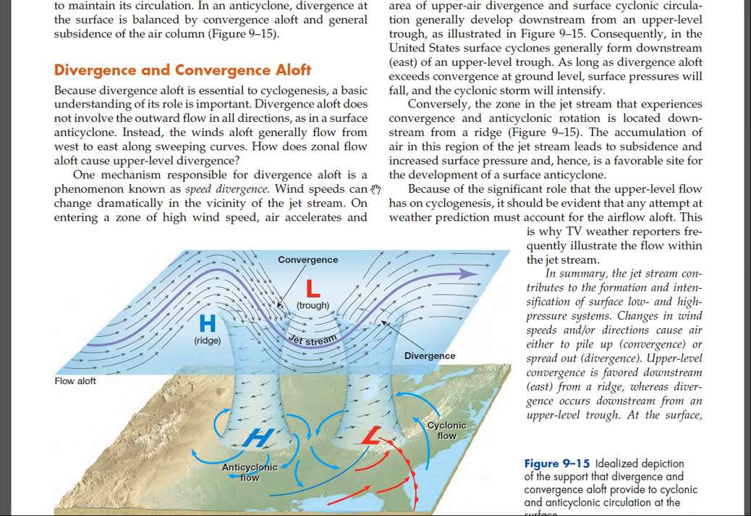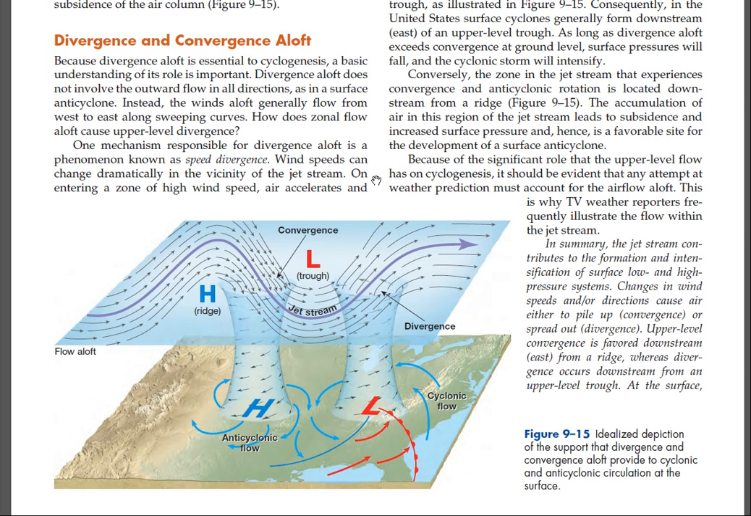Because of the significant role that the upper-level flow has on cyclogenesis, it should be evident that any attempt at weather prediction must account for the airflow aloft. This is why TV weather reporters frequently illustrate the flow within the jet stream. In summary, the jet stream contributes to the formation and intensification of surface low and high pressure systems.